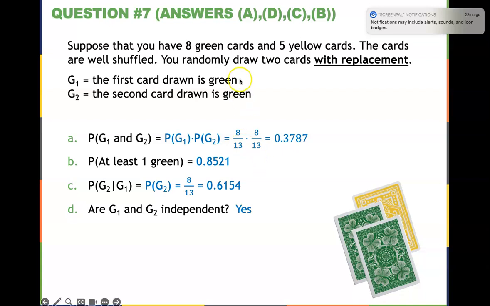So here's all of our answers together. And now moving on to the next question.